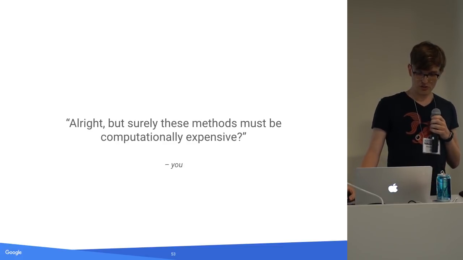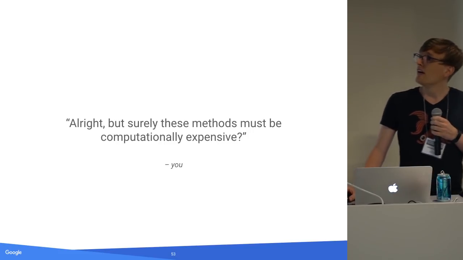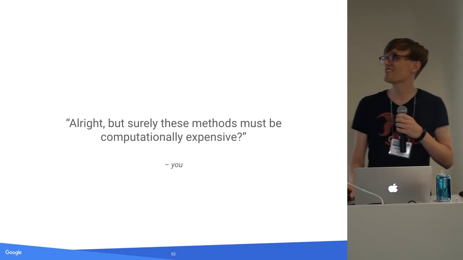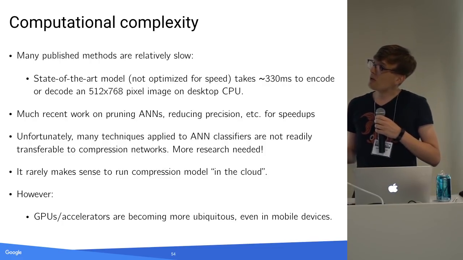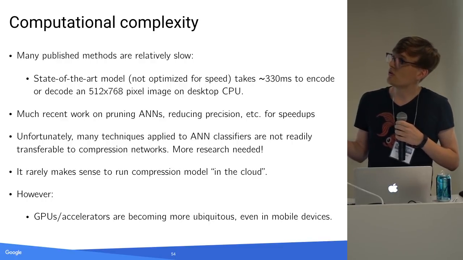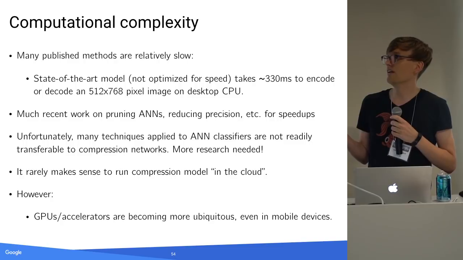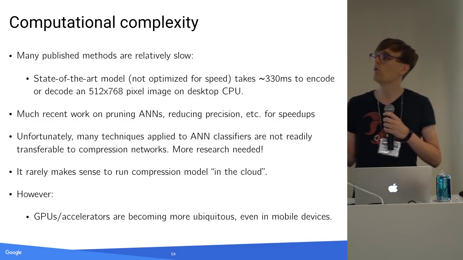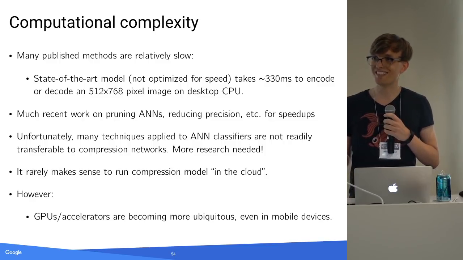All right, but surely these methods must be computationally expensive. Well, first of all, don't call me Shirley. And second, yes, they are somewhat expensive. Many of the published methods are relatively slow. So the state-of-the-art model that I just presented is taking about 330 milliseconds to encode or decode a 512 by 768 pixel image on a desktop CPU.